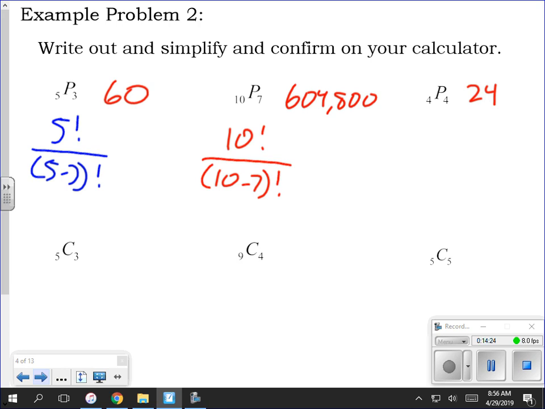Okay, and if you look at the formula, 4 factorial over 4 minus 4 factorial. This is where 0 factorial comes into play, because if I get 4 minus 4, I get 0. If we counted that as 0, this wouldn't exist, but it does work. So that's why we have to define 0 factorial as 1.